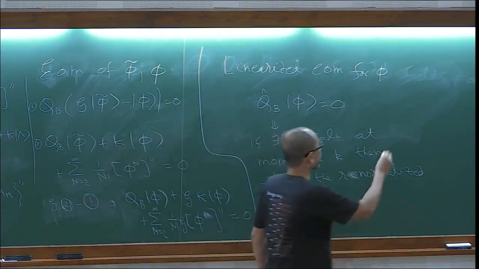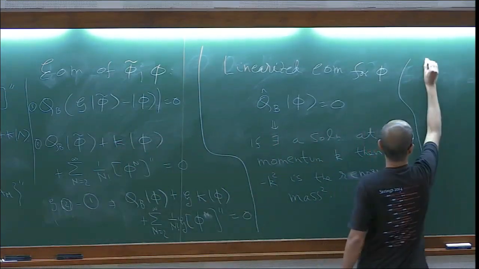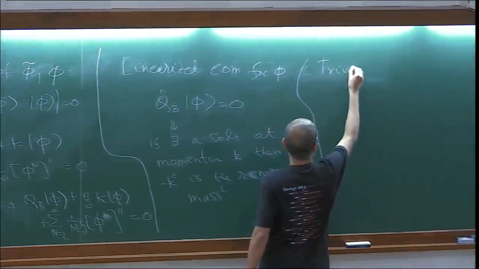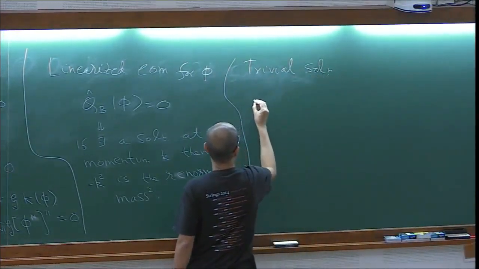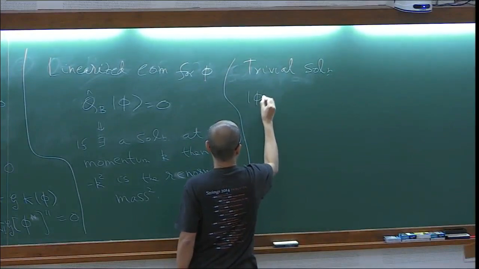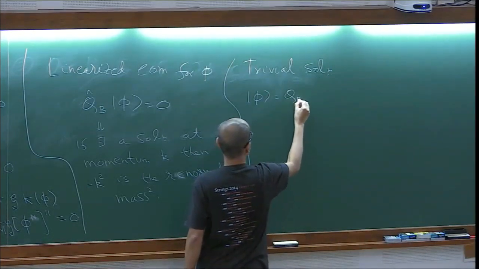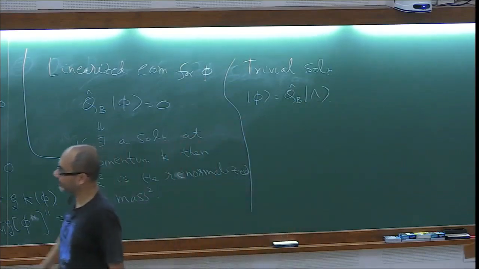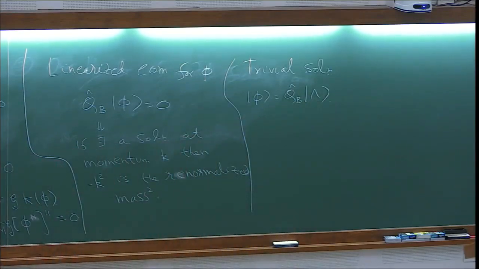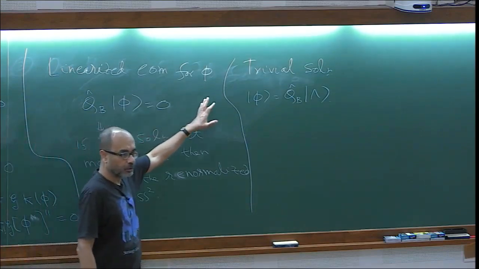The same goes here. Trivial solutions, which are pure gauge, are of the form phi equal to QB hat lambda. Why is this a trivial solution? Because QB hat square is 0, right? Which is what I had said here. QB hat square is 0. So any state of the form QB hat lambda is automatically a solution to this equation, but those you have to quotient by.